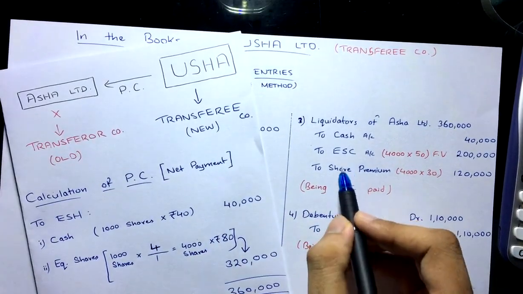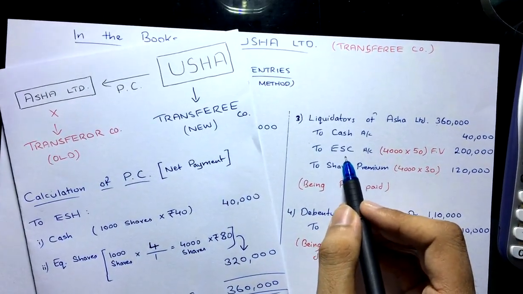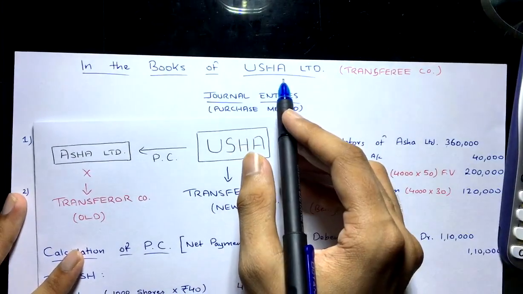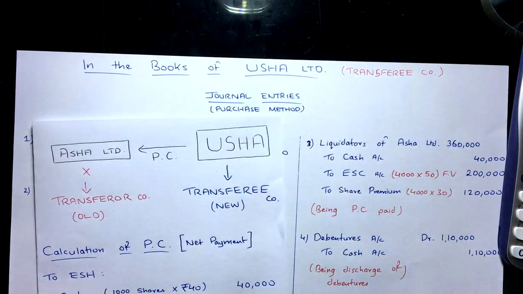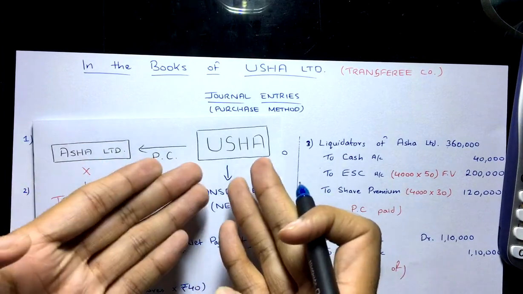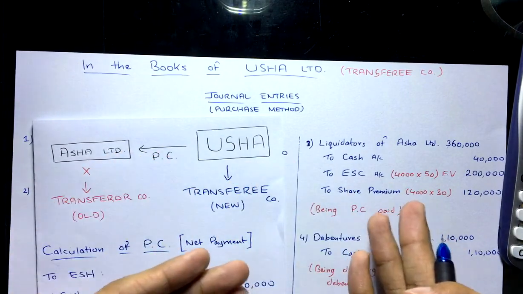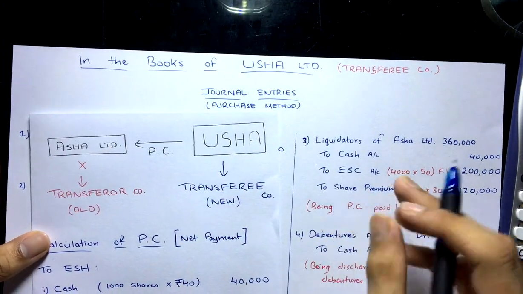Yes, but here you have to segregate this. In the books of only Usha Limited, in the books of Asha we don't do that. In the journal entry you will see that later. Only in the books of Usha, because this company is issuing the shares, the securities premium is theirs. So that's why you have to segregate.